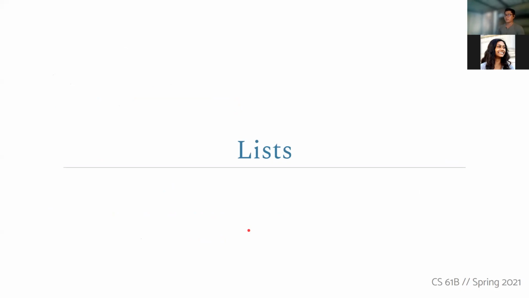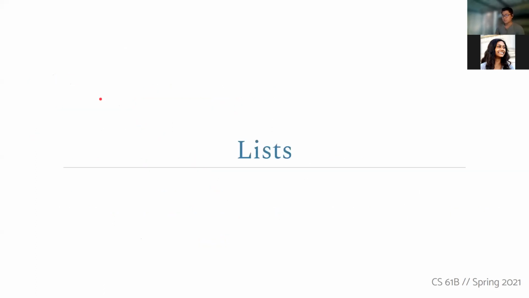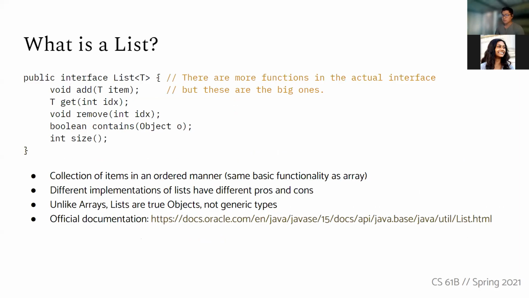Next up, since arrays have the issue of having a fixed size, lists are sort of a natural evolution of arrays. These are the key methods of the list interface that I think you should keep in mind. We have an add method, a get method, remove, contains, and also size. These are just the important ones, again, just to keep in mind.